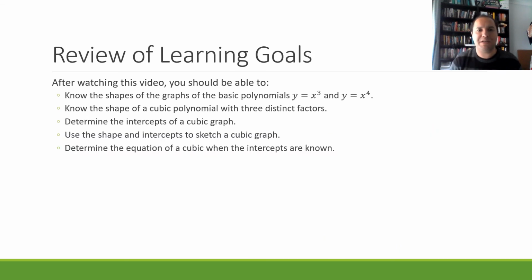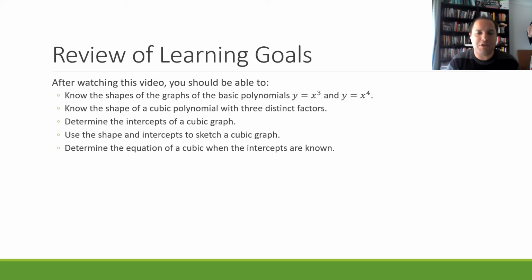Alright, so after watching this video, you should be able to know the shapes of the graphs of the basic polynomials x cubed and x to the 4, our cubic and quartic. Know the shape of our cubic polynomial with 3 distinct factors. Those are the examples we were looking at, and knowing the shape of going upwards or downwards depending on whether it was a positive cubic or a negative cubic.